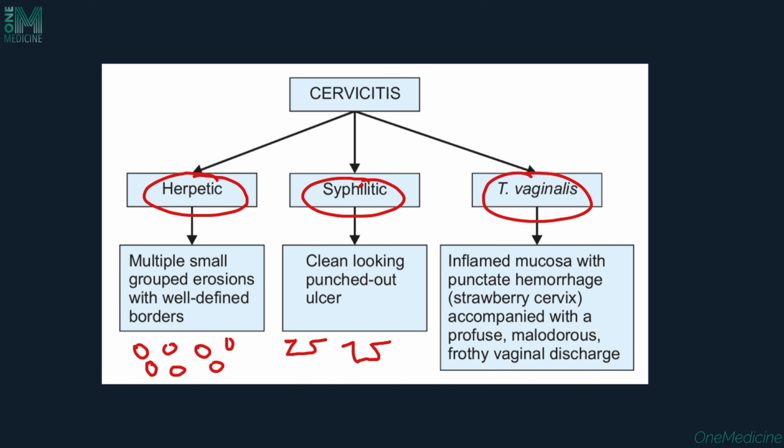If it is Trichomonas vaginalis, we would see inflamed mucosa with punctate hemorrhages, that is the strawberry cervix, which is accompanied by profuse malodorous frothy vaginal discharge. There will also be vaginal discharge along with the cervix looking like this. These are the important causes of cervicitis and how they would look on per speculum examination.